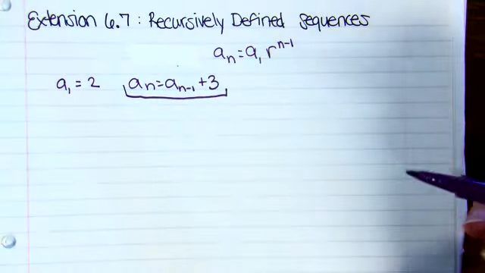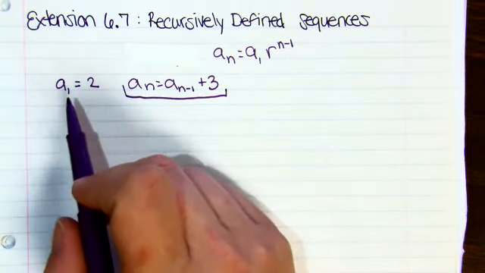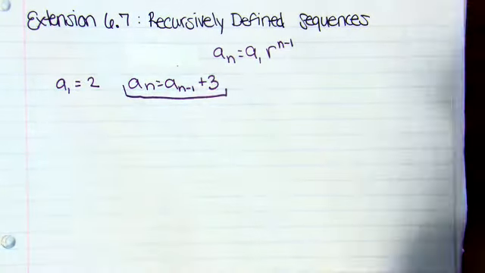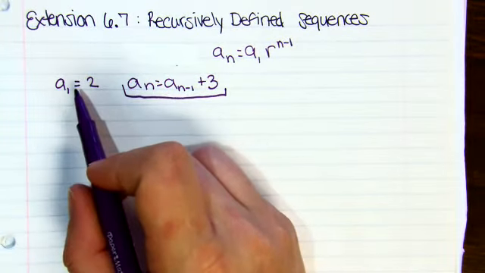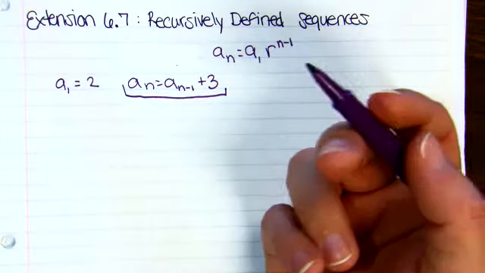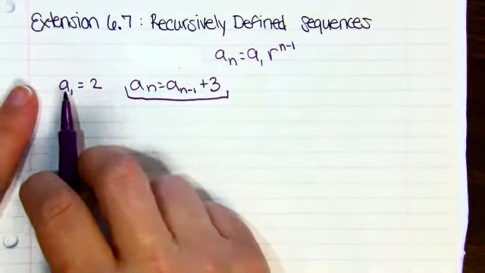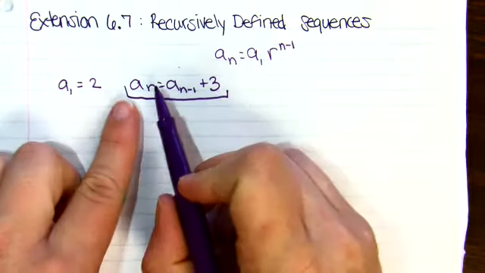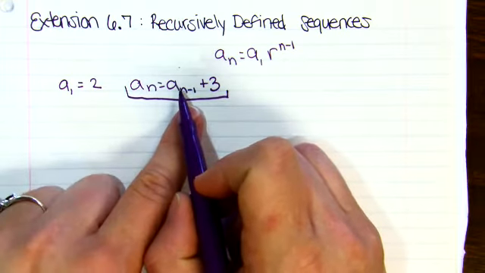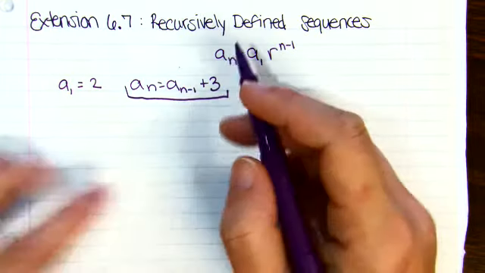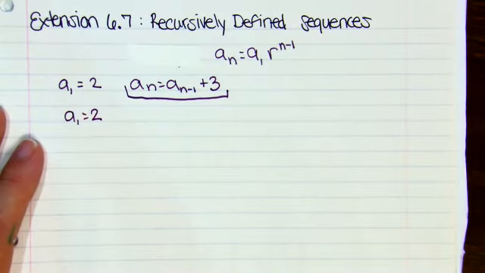For recursively defined sequences, you always have to be given at least the very first term, because otherwise you won't be able to figure anything else out, since the next term depends on the term before it. If we don't know what the term before it is, we can't do anything. So for this one, let's write the first 6 terms of this sequence. Basically, to find a term, take the term before and add 3. I'm starting with a sub 1 equals 2. That was given to me.